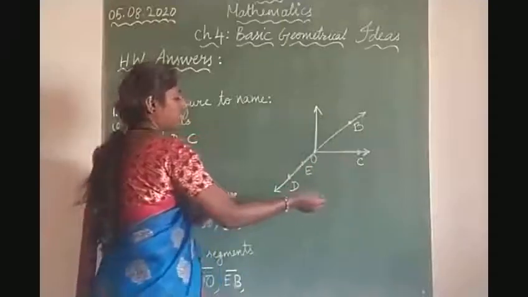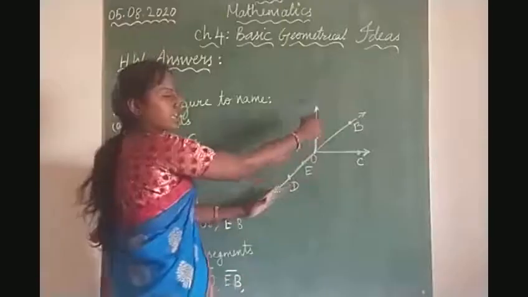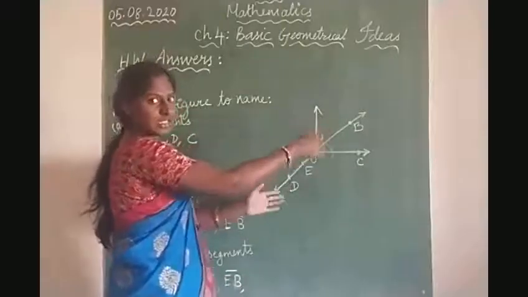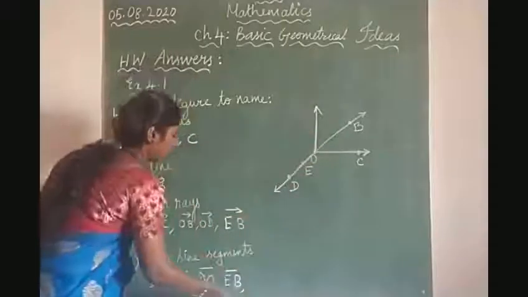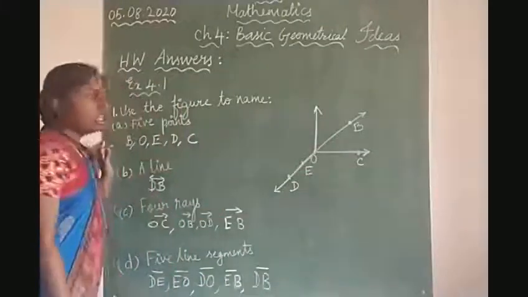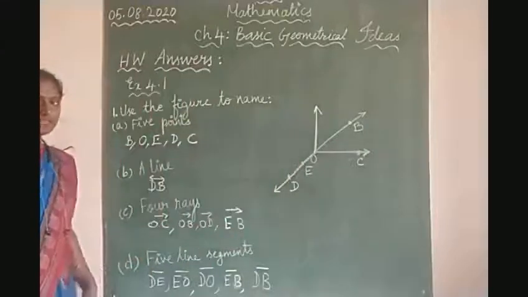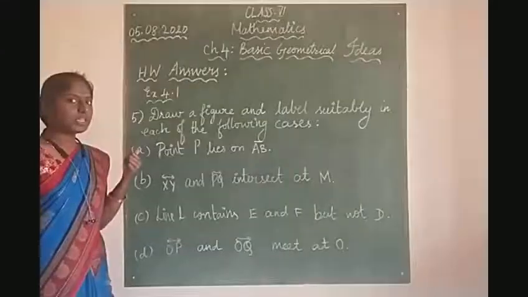DB. Okay, simply the line goes on extending. If you take the certain point D and particularly if you take D and B, that is a line segment. Okay. So D, B. You can even write OC also. Okay. So is it clear? Look into the next question.